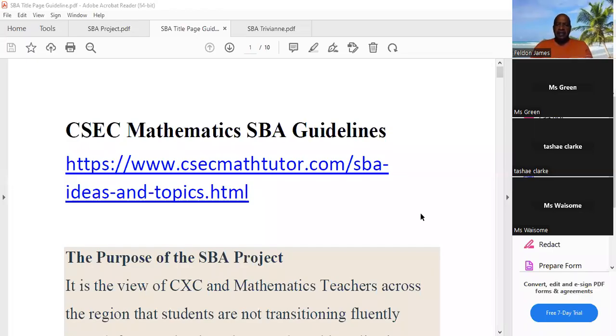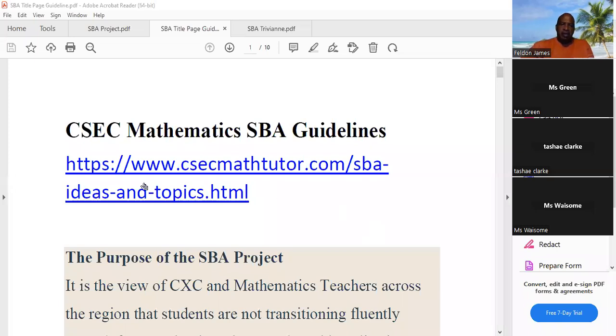All right, guys, so in this section, we are going to look at the SBA guide. Now, the SBA guide is to give you a guide as to how to actually carry out your SBA. So I'm going to read through this guide with you. And if there is any question that you would like to get clarified, you can ask me at the end of going through this presentation. All right.